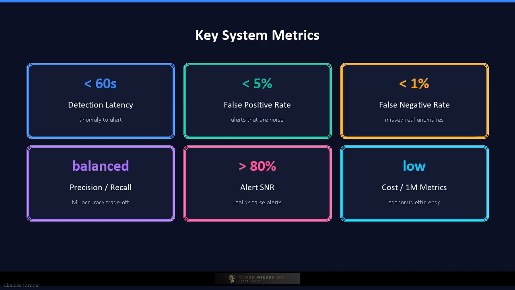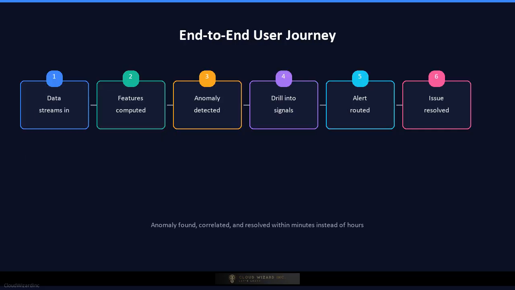Query latency on the dashboard, because analysts need fast drill downs. And cost per million metrics processed, which keeps the economics of the system in check. These metrics are what the business and engineering teams actually care about. Let's trace the end-to-end user journey.